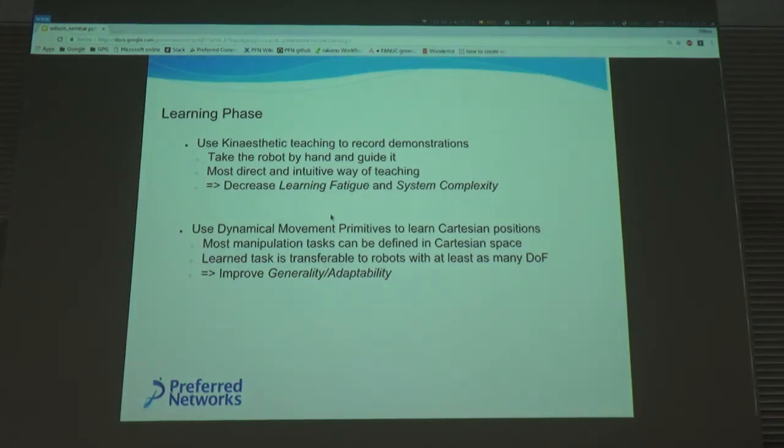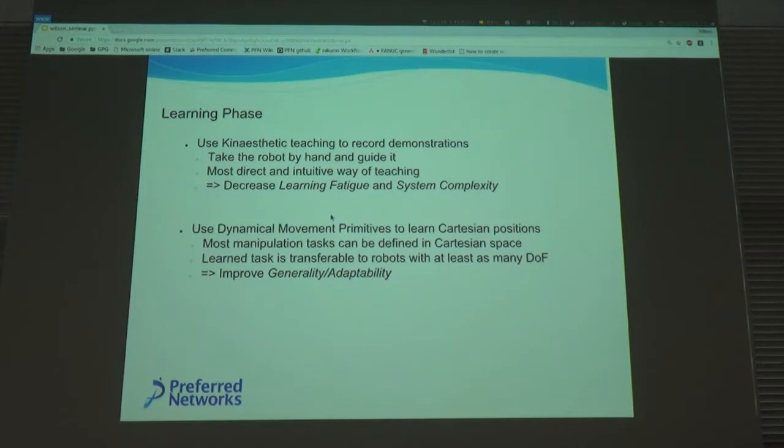So I chose kinesthetic teaching in an attempt to decrease learning fatigue. And system complexity will also be reduced because for kinesthetic teaching you only need the encoders that are already on board the robot. So you don't need any additional subsystems, such as a camera, or complex algorithms that track the human body. You only need the robot, and that's it.